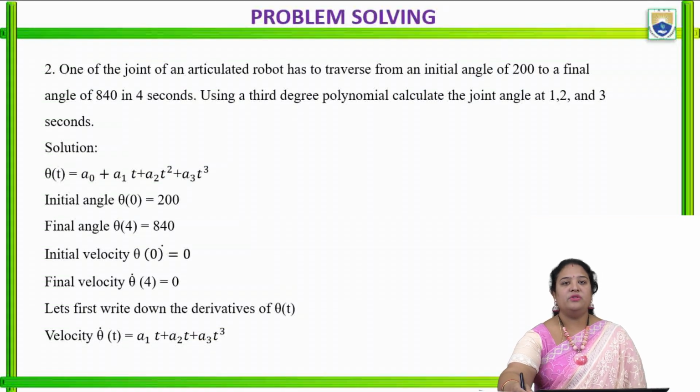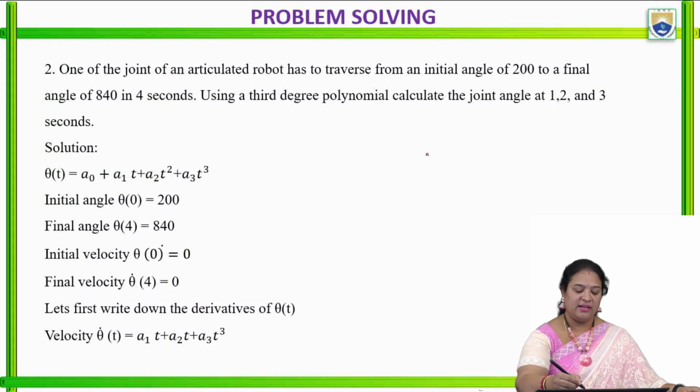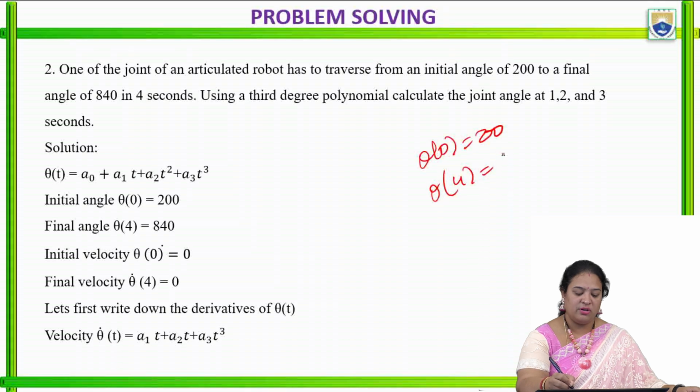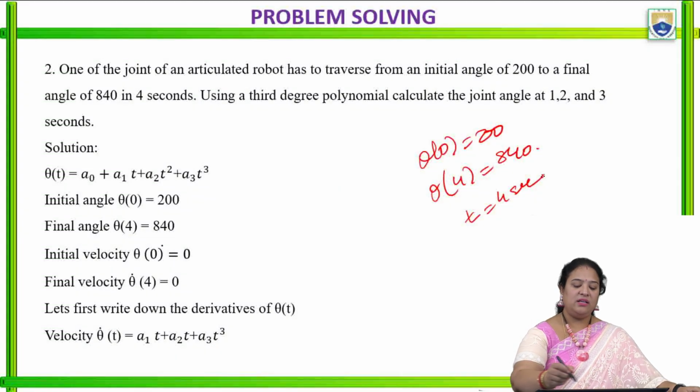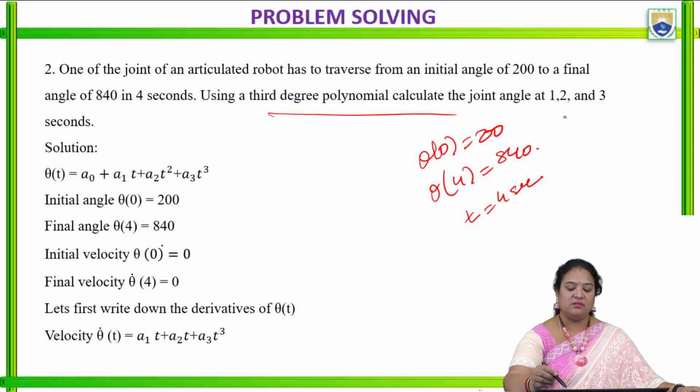Next, moving on to the second problem. The joint of an articulated robot has to travel from an initial angle of 200 to the final angle of 840 in 4 seconds. Initial angle theta of 0 is equal to 200 and final angle theta of 4 is equal to 840 degrees. The time is 4 seconds. Under a 3-degree polynomial calculation, calculate the joint angle at 1, 2 and 3 seconds.